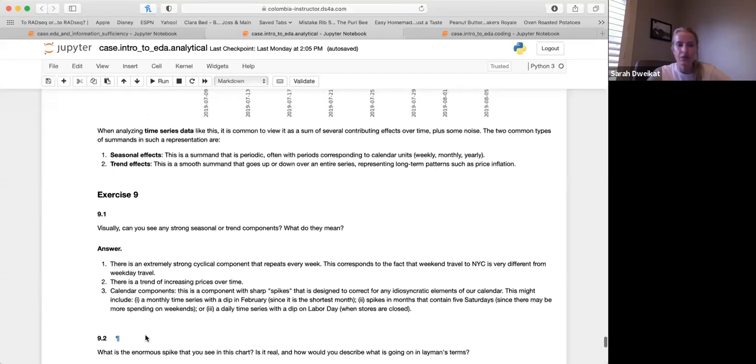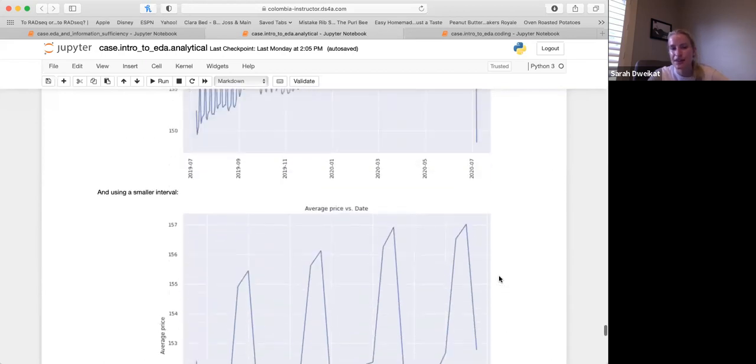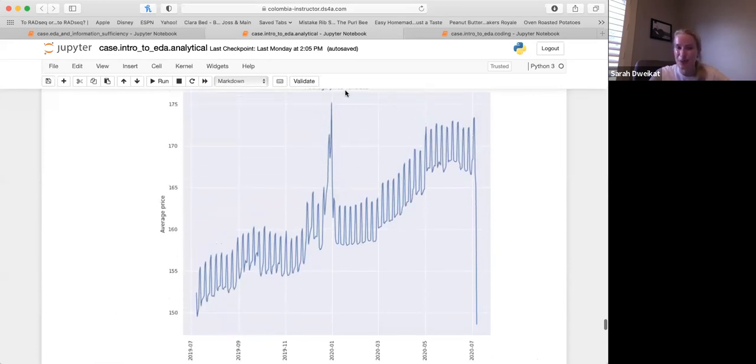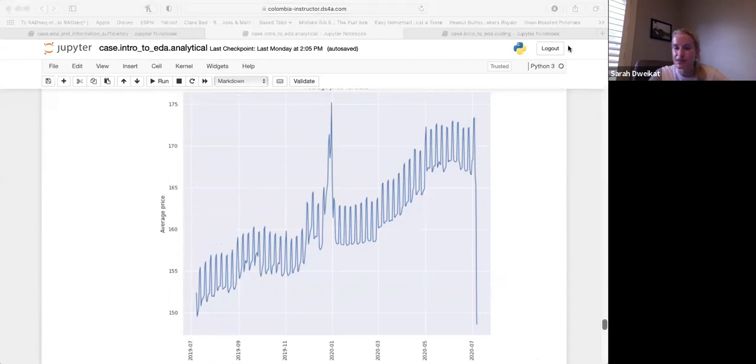And then, so we kind of already answered this question. What is the enormous spike that you see in the chart? Is it real? And how would you describe what's going on? So let's just take a brief minute, because I think a lot of you pointed out this spike right here. Do you think that this is real? Yeah, a lot of people saying so. So yeah, this is Christmas, New Year's time of year.